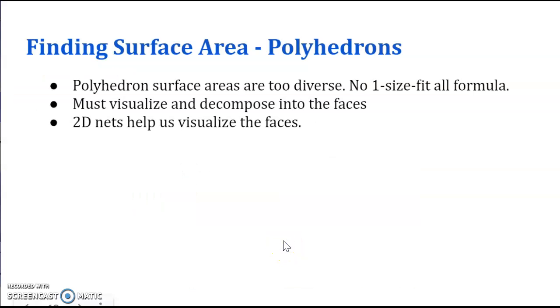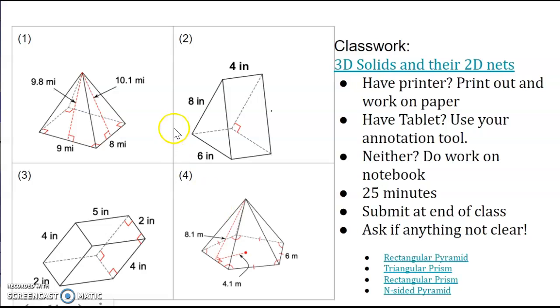To find the surface area of a polyhedron, polyhedron surface areas are too diverse, so there is no one-size-fits-all formula. You need to visualize and decompose into faces, and 2D nets help us visualize the faces. To do that, we are going to be looking at 4 different problems, and you're going to be doing this on your own, or you can work in your groups.